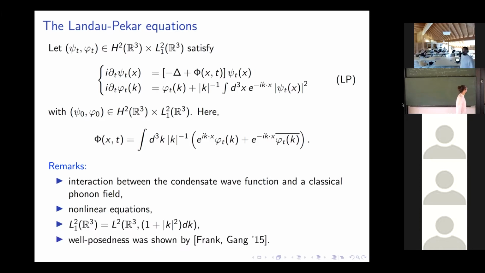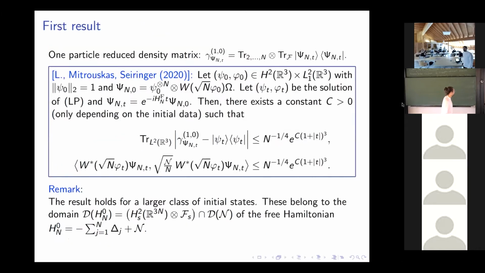The space L^2_1 denotes a weighted Sobolev norm, and we will use that these equations are well posed in the space H^2 ⊕ L^2_1, which was shown in a paper by Rupert Frank and Zhou Gang about the strong coupling polaron. Okay, next I would like to present our results, and I would like to start with the most simple one, and therefore I recall the definition of the one particle reduced density matrix, which was already introduced in the talk before.